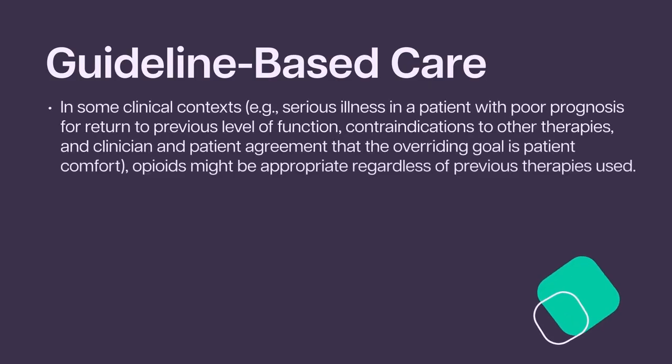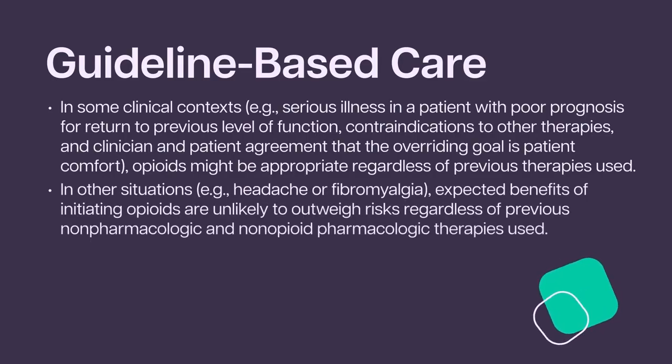At the same time, in some clinical contexts, for example, where there's a serious illness in a patient with a poor prognosis who's unlikely to return to their previous level of function, or in situations where there are contraindications to other therapies, or in a situation where a clinician and a patient agree that the overriding goal is patient comfort, opioids might be appropriate regardless of previous therapy. Compare this to other situations, a couple of which we've mentioned already, headache and fibromyalgia, for example, where the expected benefits of initiating opioids are almost certainly unlikely to outweigh the risks, regardless of previous non-pharmacologic and non-opioid therapies used.